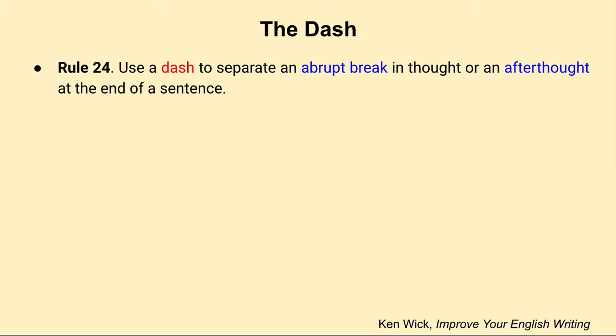So rule number 24. Use a dash to separate an abrupt break in thought or an afterthought at the end of a sentence.